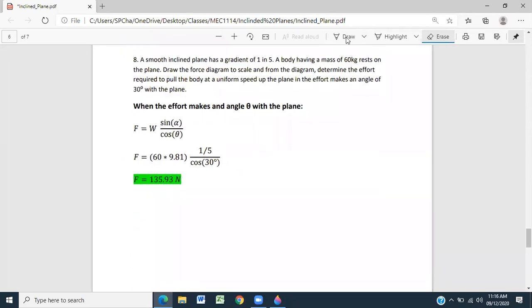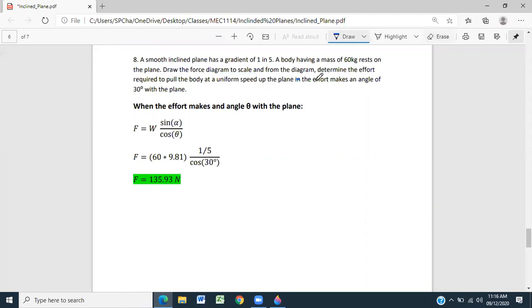So number 8, a smooth inclined plane has a gradient of 1 in 5. A body having a mass of 60 kg rests on the plane. Draw the force diagram to scale, and from the diagram, determine the effort required to pull the body at uniform speed up the plane if the effort makes an angle of 30 degrees with the plane. So we're not going to draw it to scale. You guys can do that at home if you want. But we're going to calculate it.